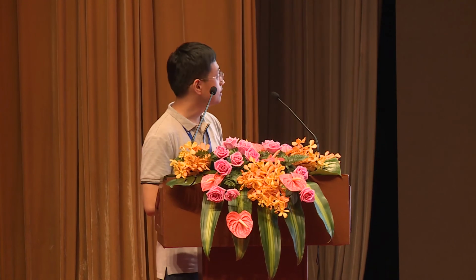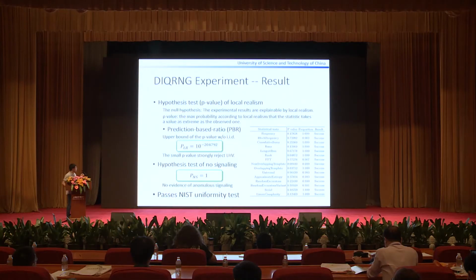Besides, we did a hypothesis test of local realism. The null hypothesis there is that the experimental result is explained by local realism. Here we characterize the result with the p-value. We use the PBR method to bound the p-value without any IID assumption. The result is a very small p-value, which strongly rejects local hidden variable models.